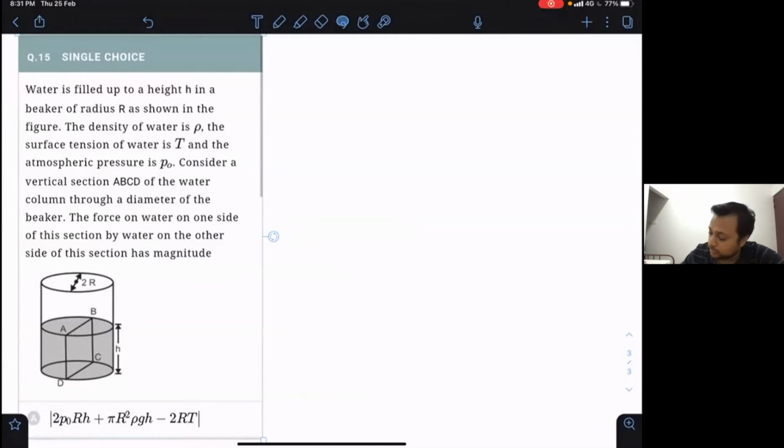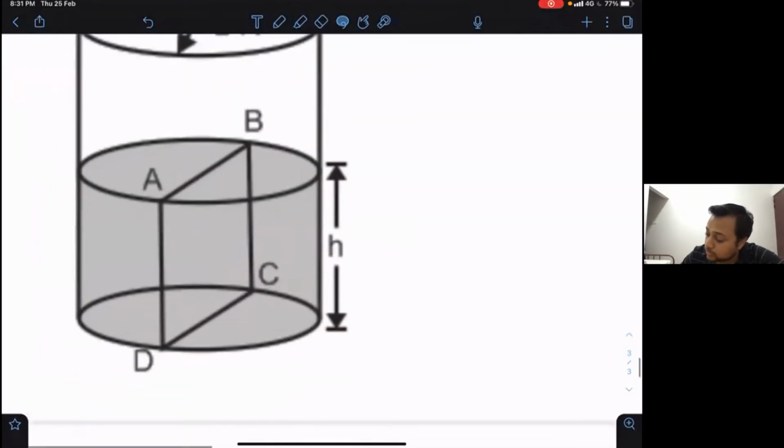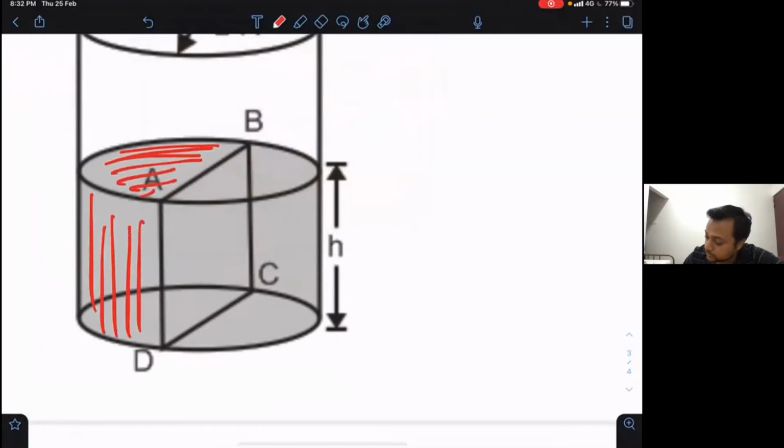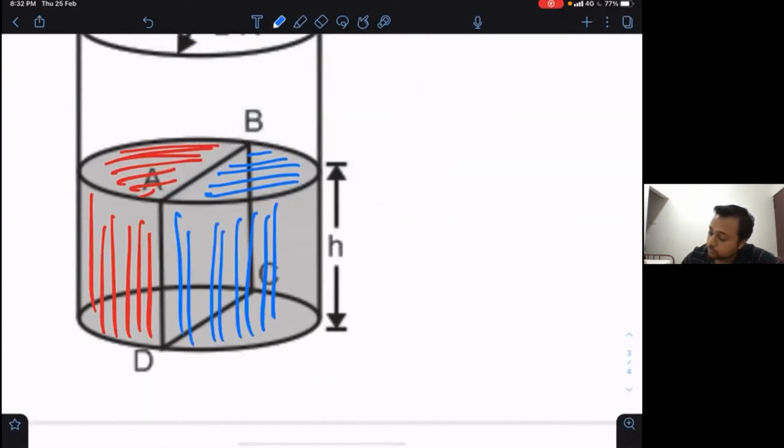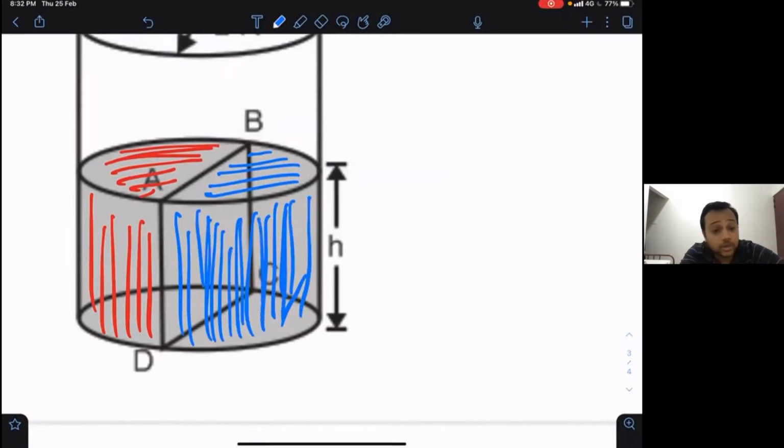Now, we have to say that there are two parts of this water. One part of the water, let me just shade it, is on the left side. That is this water here, and the other side of the water is the blue water. So these are the two semi-cylindrical kind of parts of the water. Obviously the red water is applying force on the blue water, and the blue water is applying force on the red water. We have to find the force between them.